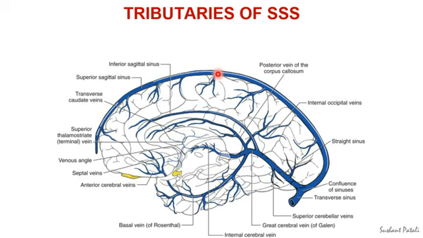The second tributary received by the superior sagittal sinus is the diploic and the emissary veins. They join the superior sagittal sinus through the venous lacunae.